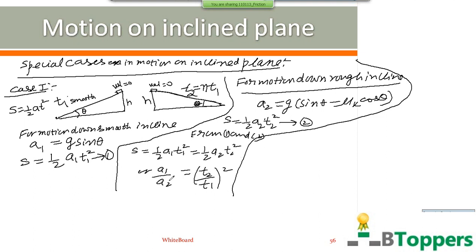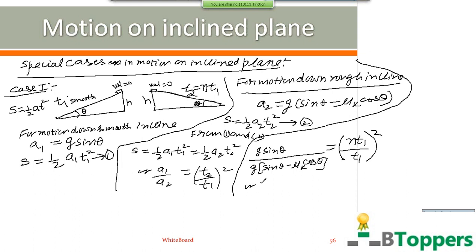On the left hand side, you can substitute a1 equal to g sin theta, and a2 equal to g into sin theta minus mu k into cos theta. And t2 is n times t1. You can simplify this. You can take n square to the left side. 1 by n square equal to sin theta minus mu k into cos theta divided by sin theta. So you can further simplify and solve for coefficient of kinetic friction.